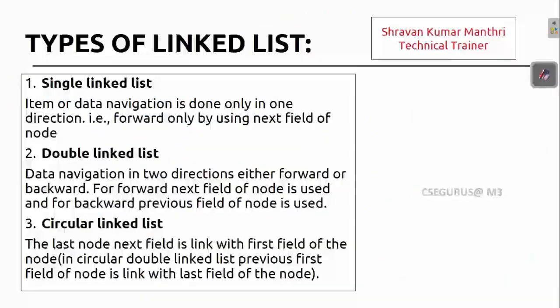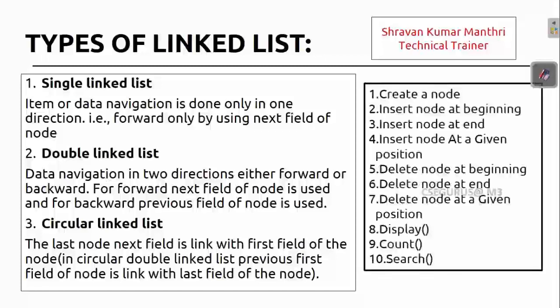Of course, there are types of linked lists: single linked list, double, and circular. Right now we will first go with the single linked list, and after that we'll go for the double linked list and circular also. We'll do the programs and execute everything. These are the programs we are dealing with right now.